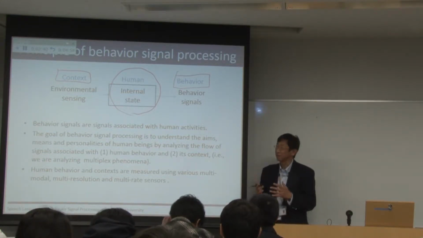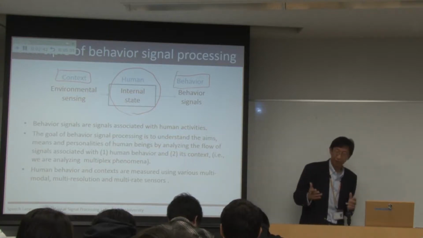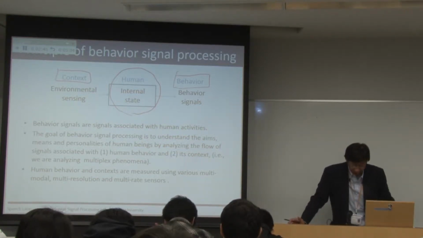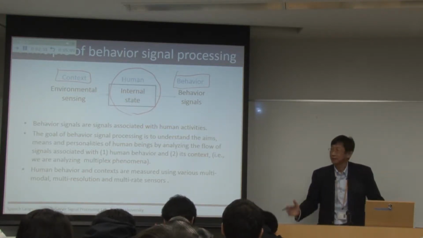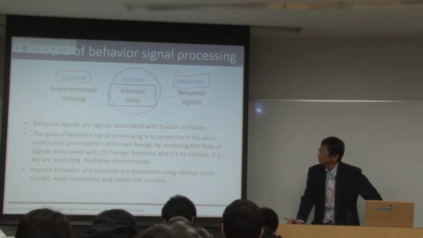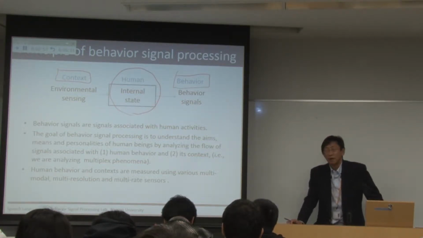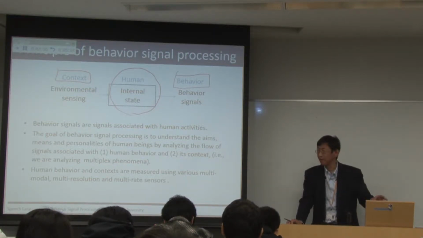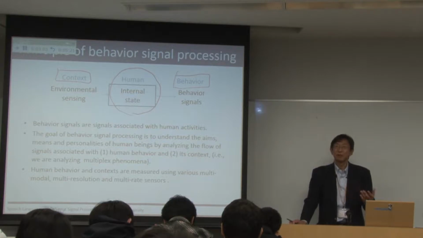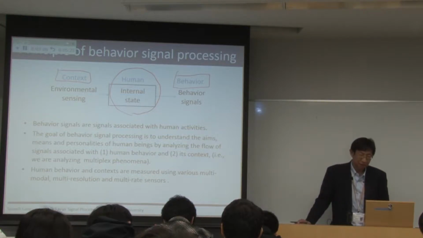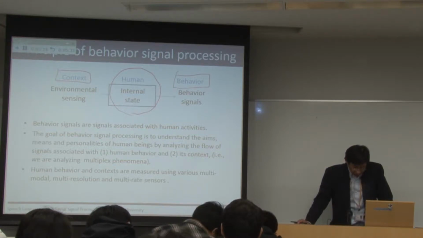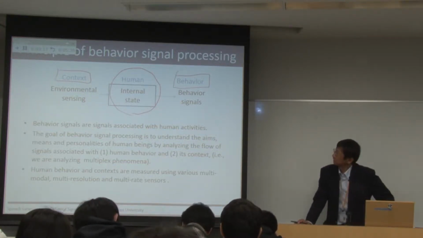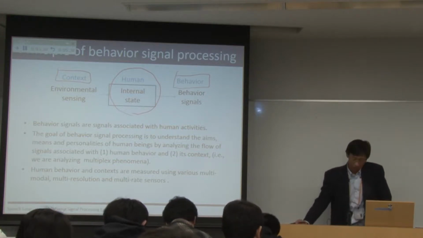Well, you can speak as a behavior, or you can move as a behavior. So many behaviors are available for humans in response to the context. So this, to me, is a very, very simple signal processing system, which has input and output signals, and in between them, one system, hopefully described by a mathematical representation. So behavior signals are signals associated with human activities. That is my definition of a behavior signal.